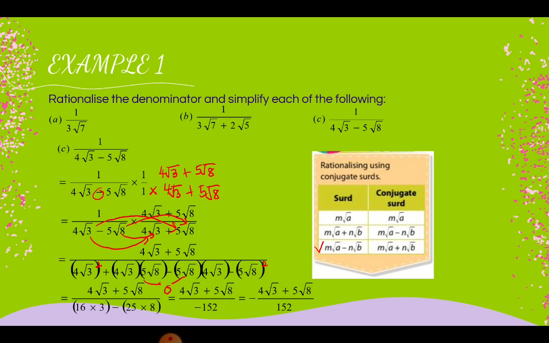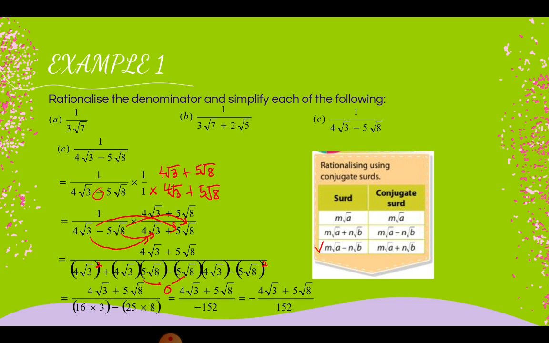Okay, 4 surd 3 squared is 16 times 3. 5 surd 8 squared is 25 times 8. So the denominator is a negative value. Remember, a negative could not be written at the denominator. So where should we write the negative? The negative must be right at the center of it. So our answer is negative 4 surd 3 plus 5 surd 8 over 152.